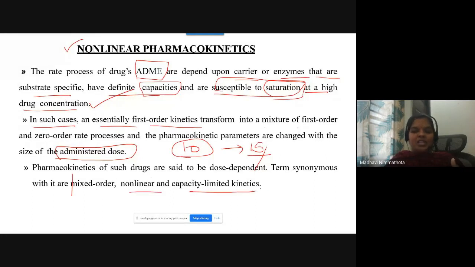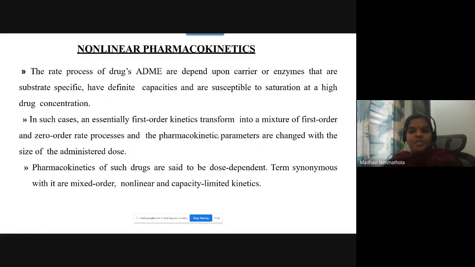So these pharmacokinetics are said to be dose dependent, or the synonyms are mixed order, nonlinear, or capacity limited kinetics. The one thing to remember is that these ADME processes may have some saturation at high drug concentration. When you take a high drug concentration instead of the required amount, there is a chance of saturation. So instead of first order kinetics, it produces a first order and zero order mixture. That's why it is called mixed order kinetics.